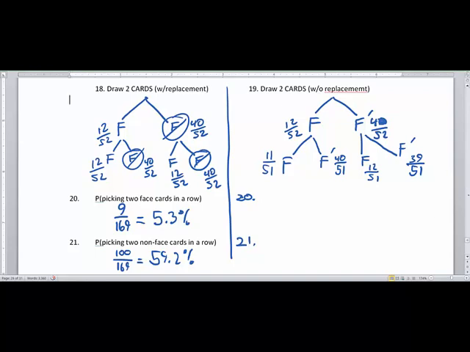So let us use the multiplication rule to figure out picking 2 face cards in a row. So this is the probability of picking a face and then picking a face. And this would be picking a no face and no face. All right, so picking a face and a face. What we're going to have here is 12/52 multiplied by 11/51.